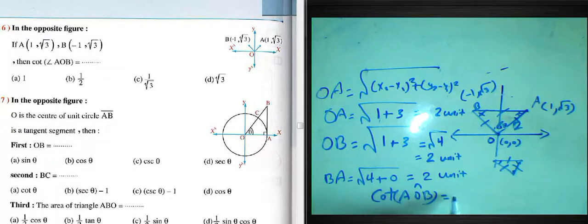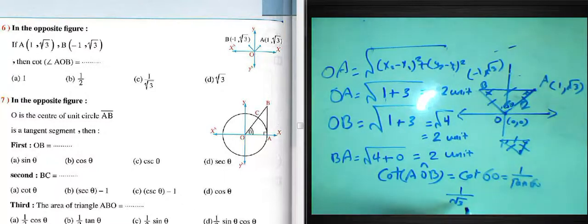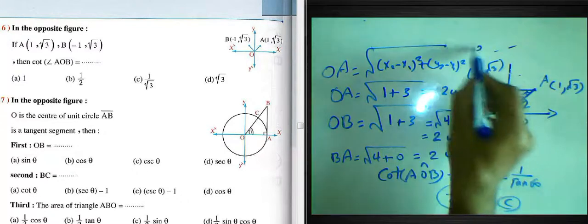Cotan 60. We know cotan 60 is the inverse of tan 60, so we can write 1 over tan 60. We know tan 60 equals root 3, so we can write 1 over root 3. This is the result, because cotan theta equals 1 over tan theta. Tan 60 is root 3, so the result will be 1 over root 3. So the result will be letter C. We choose letter C for question number 6. We solved question number 6.